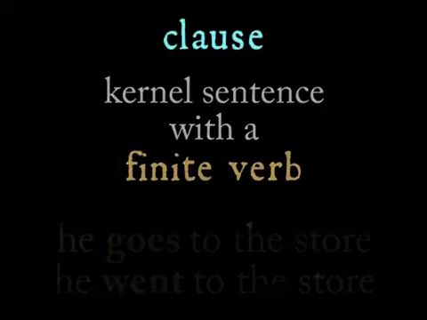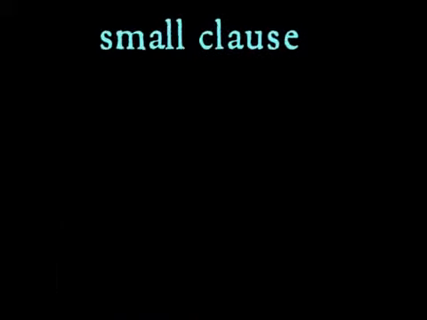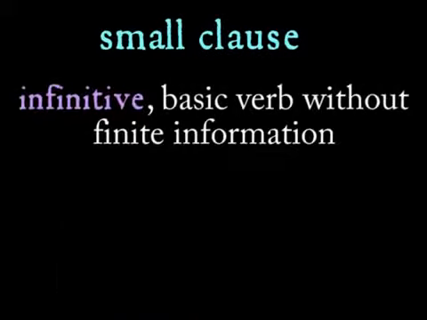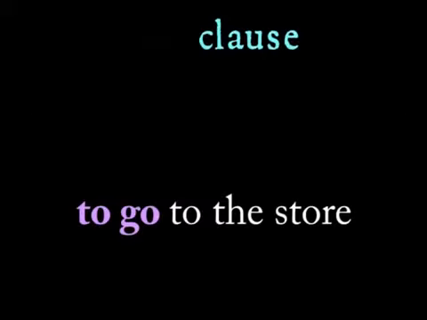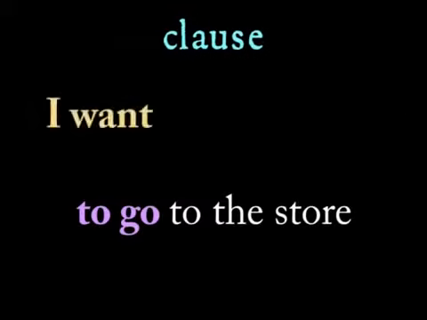Clauses don't have to have a finite verb. A small clause is often based around an infinitive. An example of a small clause is "to go to the store," and that small clause might be embedded into another clause. We'll talk about embedding later, but one example is, "I want to go to the store."